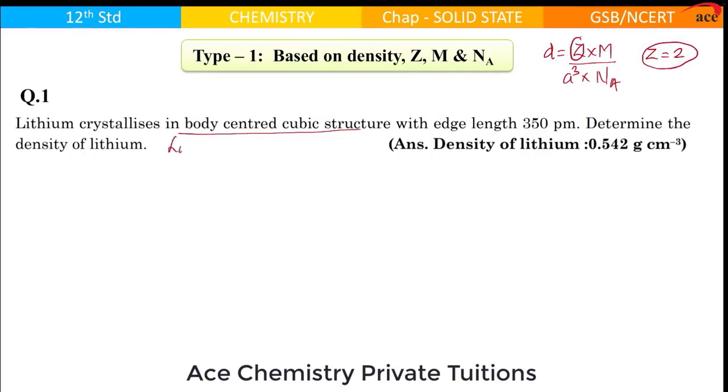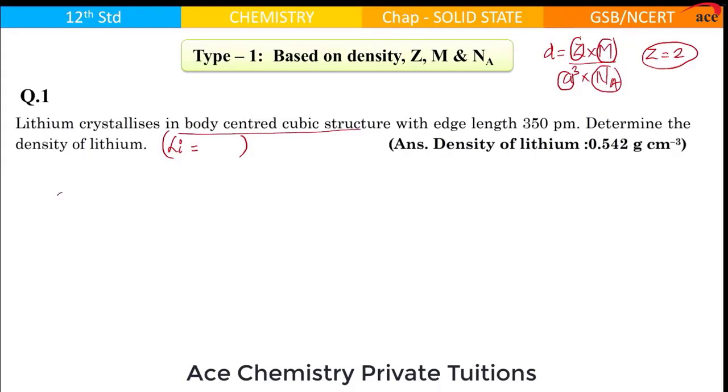Lithium's atomic mass also will be given in the exam. Edge length is available, right? Atomic mass, that is the molar mass of lithium, also will be given. So, Na is already known. What is the value of Na? Na is the Avogadro number, 6.02 into 10 to the power 23.